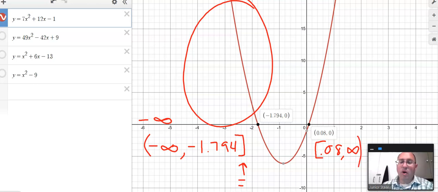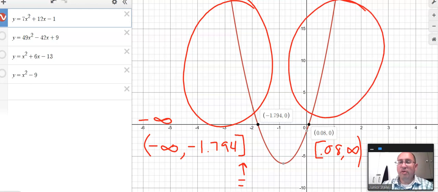Now, how do I say I want both of those sections, both that section and that section? We use a symbol that looks like that, and how do we read it? Especially if you're at a party, you want to know how to read that kind of stuff. Otherwise, they'll throw you out of the party. Union. That is the union.